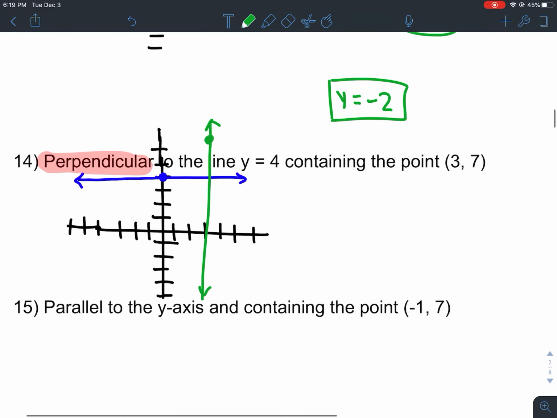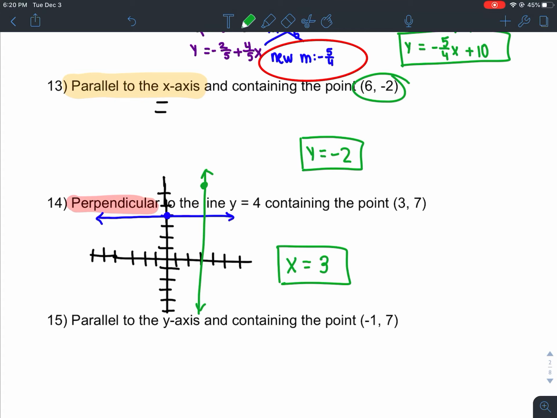All right. So where does your green line cross? It crosses the x-axis, so it's going to be x equals, and it crosses at the number 3. Okay? Again, these can be really tricky because they're super simple, but really easy to forget at the same time. Okay?